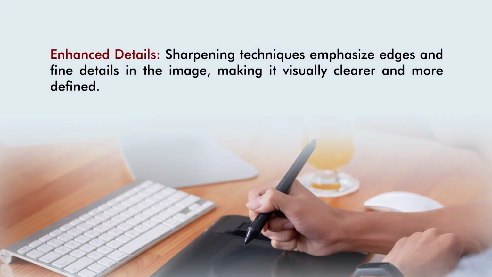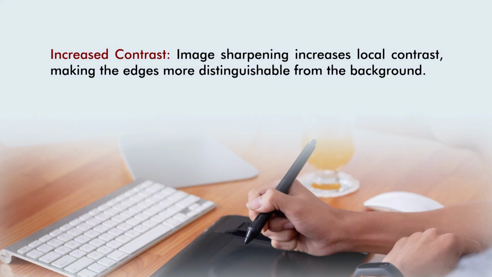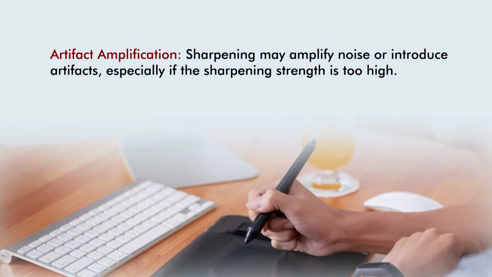Image sharpening outcomes: first is enhanced details, which is very crucial for image quality. Sharpening techniques emphasize edges and fine details in the image, making it visibly clearer and more defined. Next is increased contrast. Image sharpening increases local contrast, making the edges more distinguishable from the background, which is very crucial. Unless we distinguish which one is the background and which one is the object, we cannot use the object detection technique. Then artifact amplification.